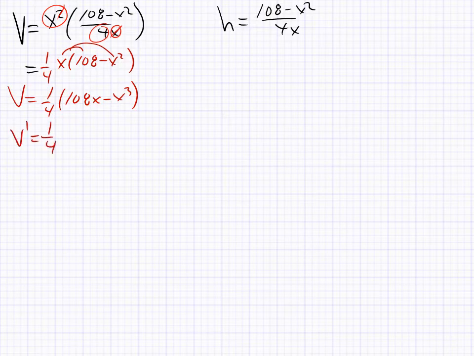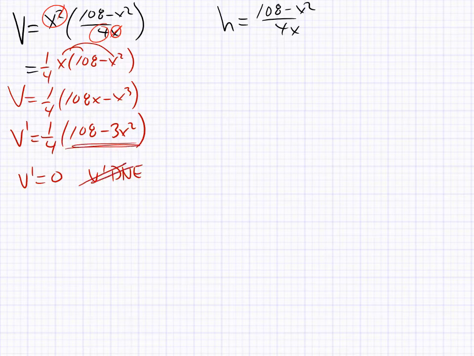So v prime would be 1/4 times (108 minus 3x squared). And then what I want to do is find the critical numbers from the derivative. That's where my maximum or minimums could be. Now that would be when the derivative is either 0 or does not exist. Since this is a polynomial, we don't worry about does not exist. But 108 minus 3x squared definitely could be equal to 0.